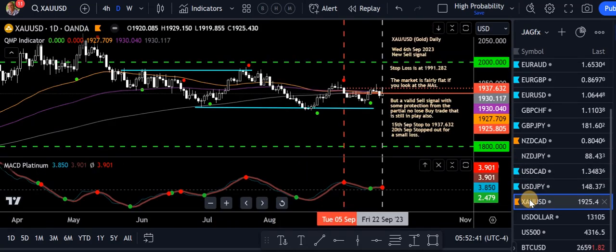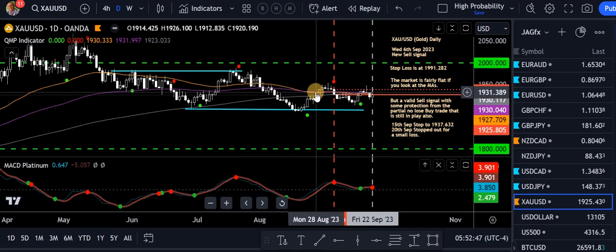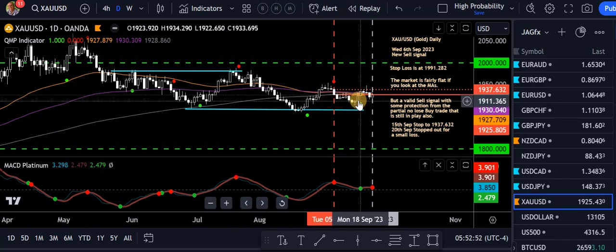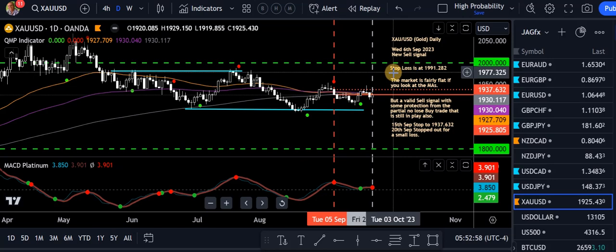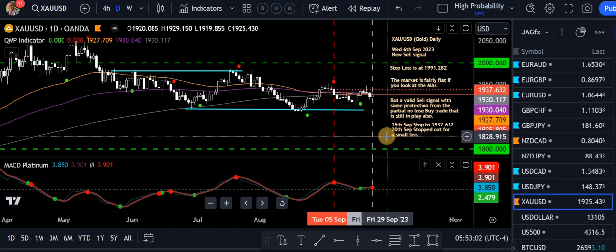Gold, highlighted in orange. Now, made a few mistakes in gold lately. It's probably because I've tightened the stops up pretty tight, too tight. So this sell was stopped out for a small loss. That's basically what I'm saying here. Let's have a look. Stop losses. Yeah, moved my stop. 20th of September, stopped out for a small loss.